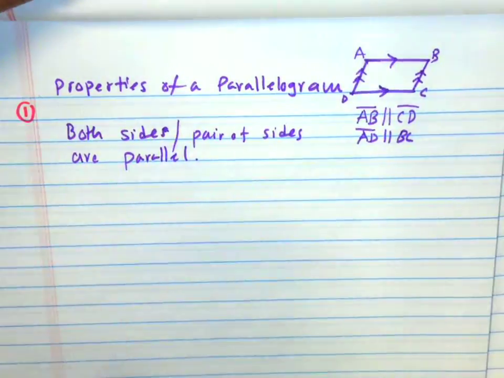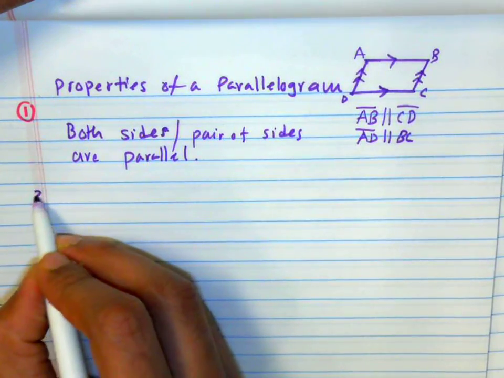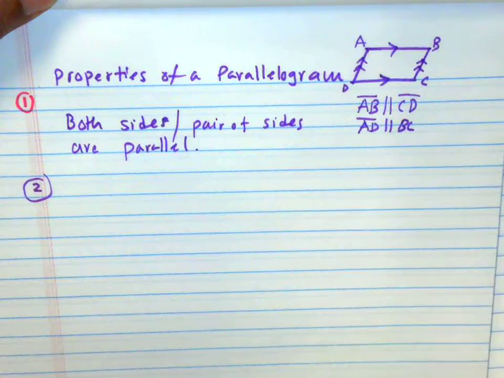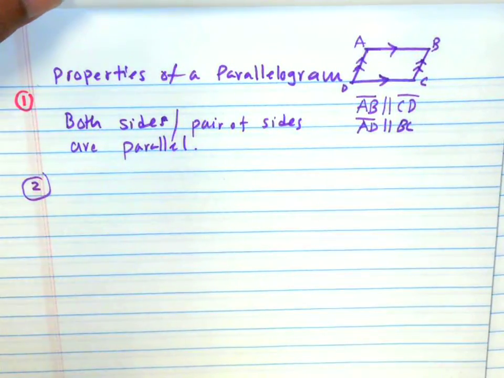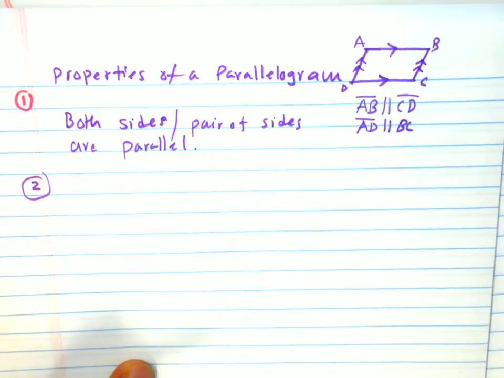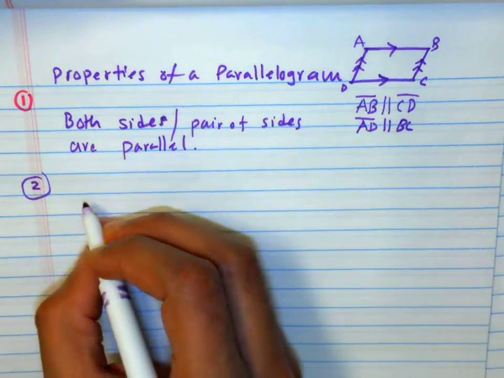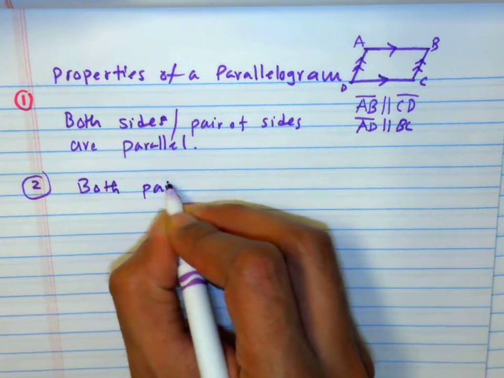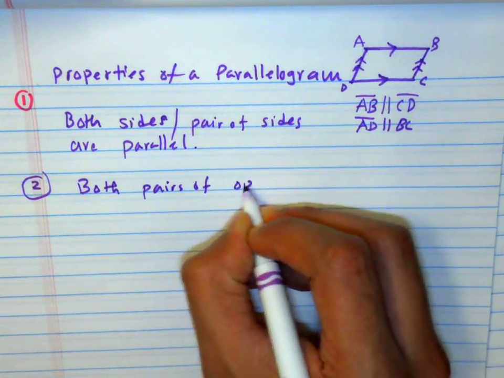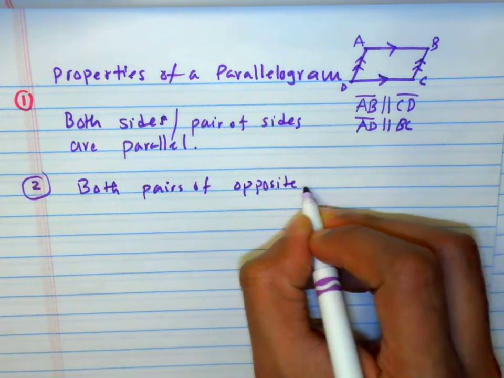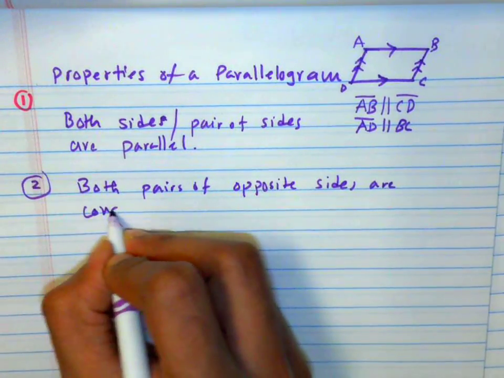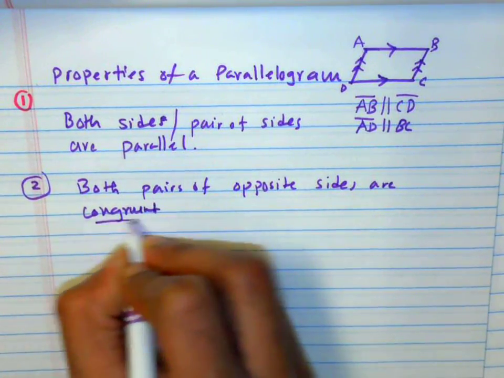All right, number two. So number two, the second one tells you about the sides a little bit, but it includes how the sides are related. Okay, so the second one says both pairs of opposite sides are congruent. Now we know that congruent means equal.